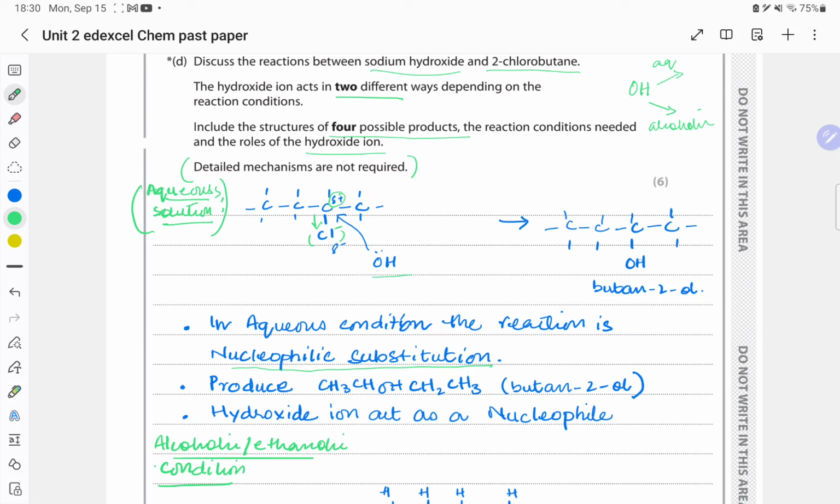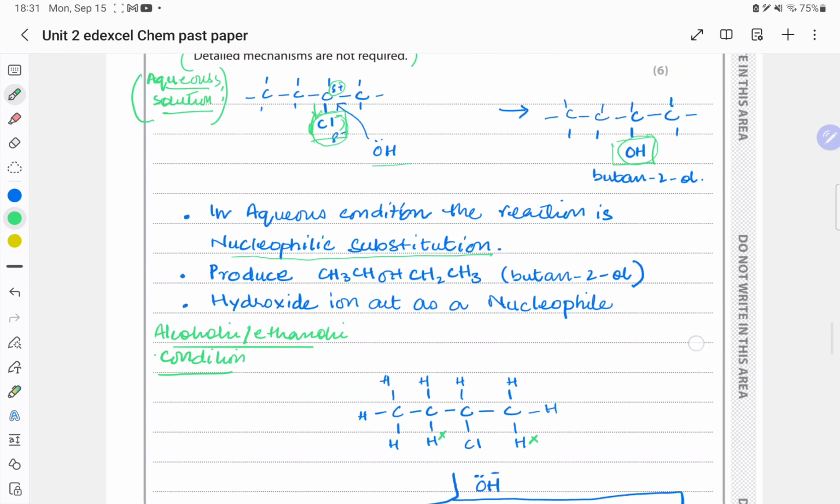So this chloride is going to be replaced by hydroxide, so substitution is taking place, that's why it's called a nucleophilic substitution reaction. Always remember, you have to place the hydroxide on the carbon which was having this halogen with it. So here you're going to place it over here, so we have got butan-2-ol. So this is one part.